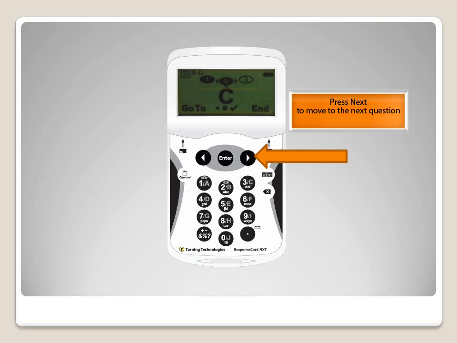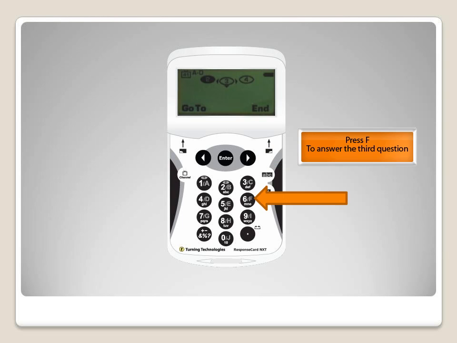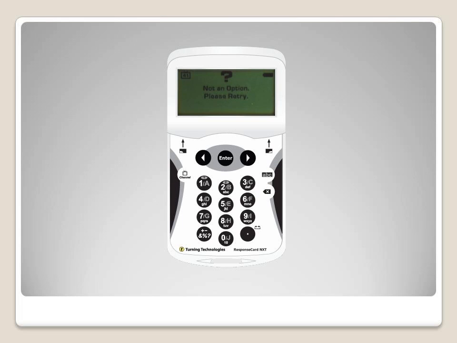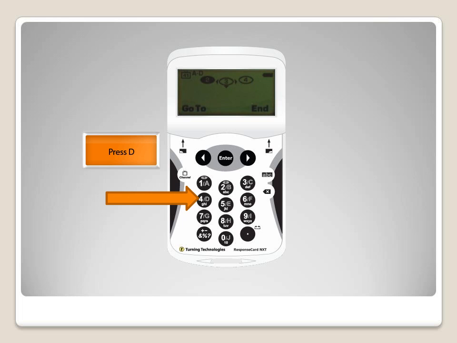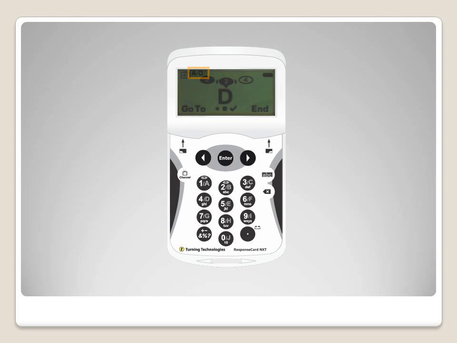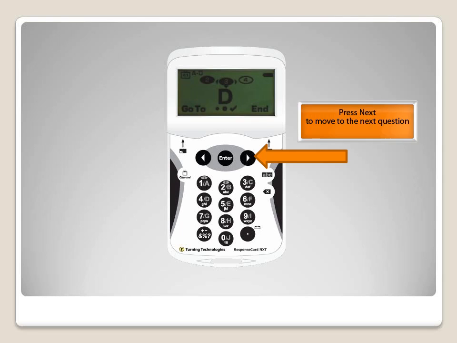Notice the 3 ovals at the top of your screen. You can see that questions with answers are filled and unanswered questions are unfilled. For question 3, you will press F. The response card displays a message, "Not an option, please retry." Press D. Only valid answer options for each question can be entered. To see the valid options, look at the question type on the top of the screen. This will match the test book. Press the next button to move to question 4.